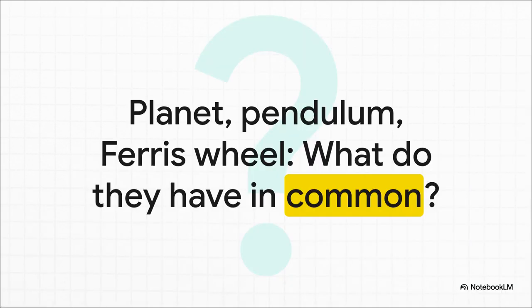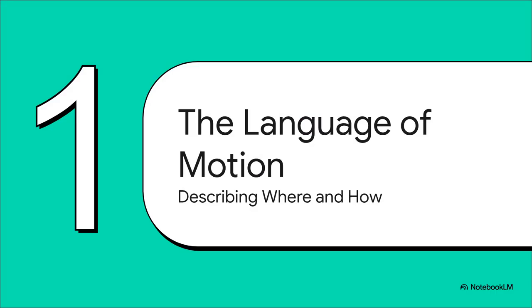So think about it. A planet, a pendulum, a Ferris wheel, they seem totally different, right? But what's fascinating is that in the world of physics, they all speak the exact same language. And by the time we're done here, you're not just going to understand that language, you're going to start seeing it absolutely everywhere. All right, so to get there, we've got to build up our vocabulary first.